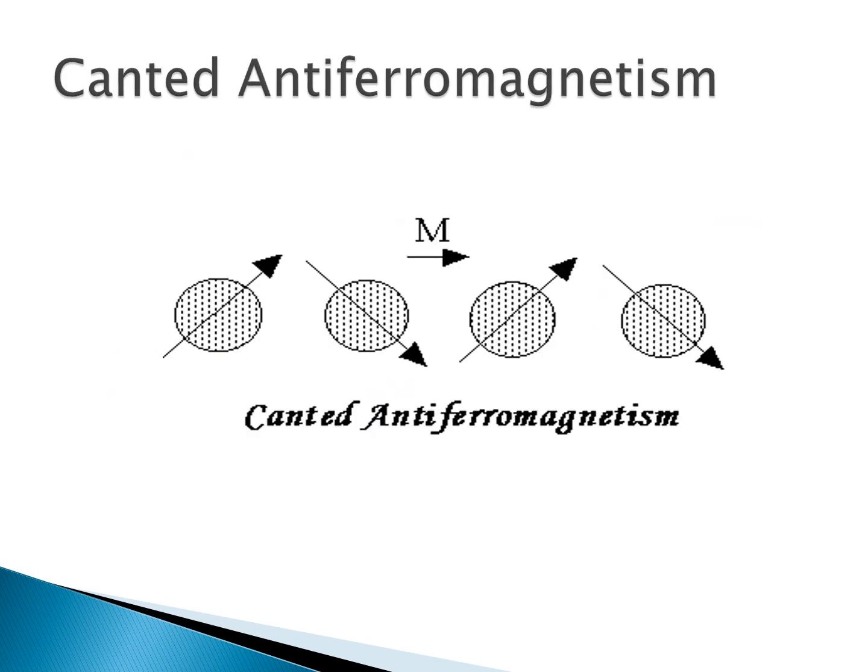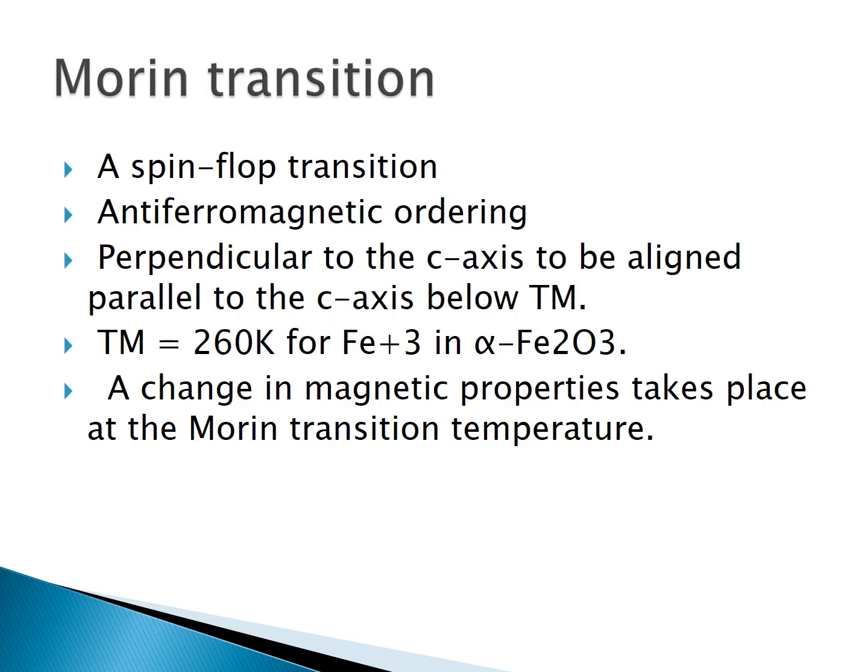It is the representation of canted antiferromagnetism. We show two things that have nearly the same direction but at different angles. Here the first arrow is in one direction and the second arrow is at a different angle, showing a slightly different direction.